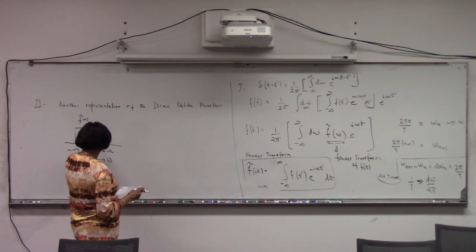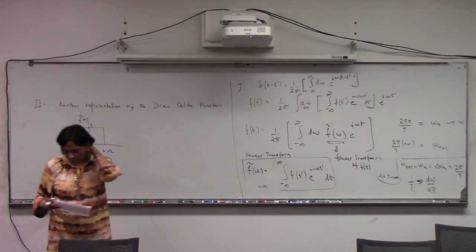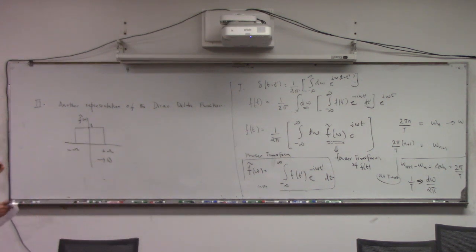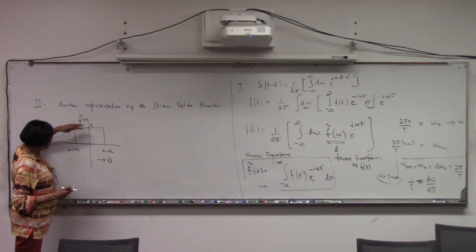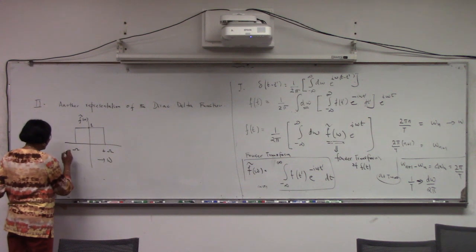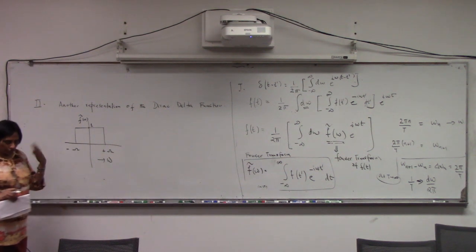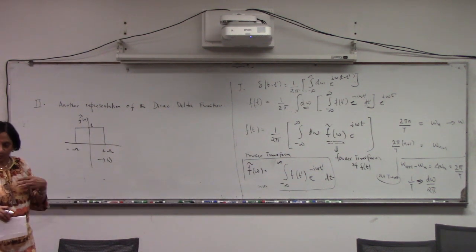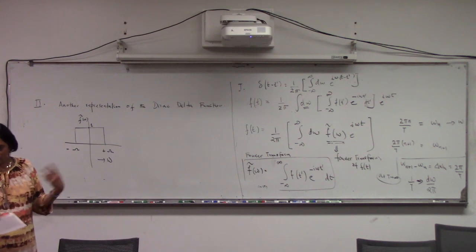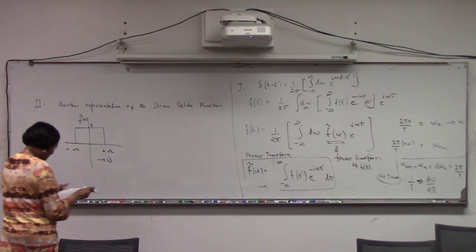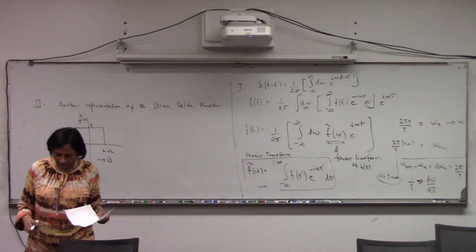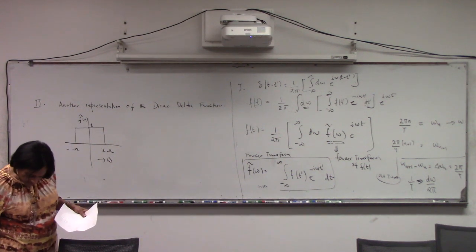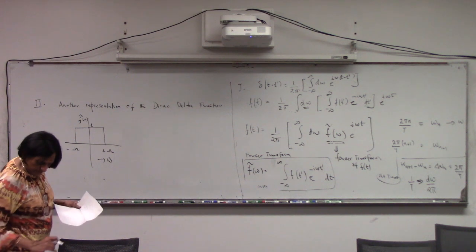So I am having a distribution in omega space like this, of some function which is constant in this domain, minus omega to plus omega. And I'm going to take the Fourier transform of this in the other space and see what happens to it. Okay. So this will lead me to another definition, another representation of the Dirac delta function. That's what I'm trying to do.